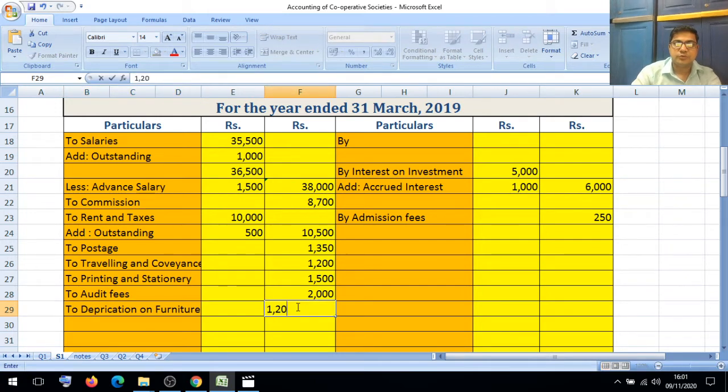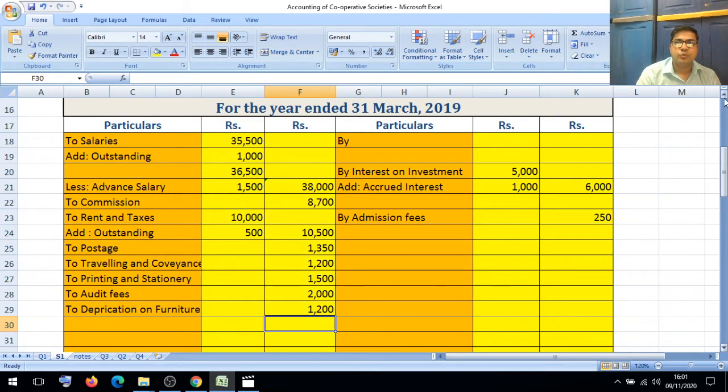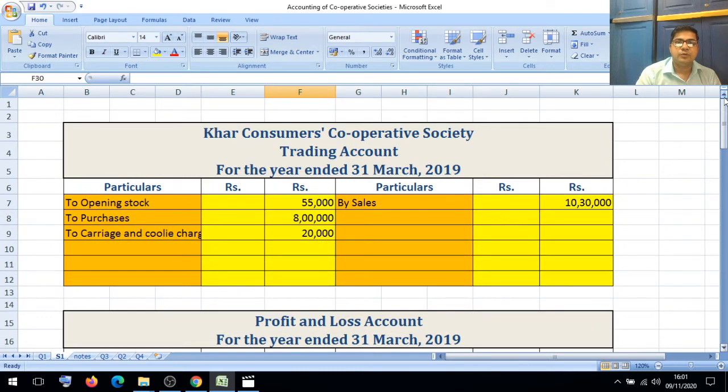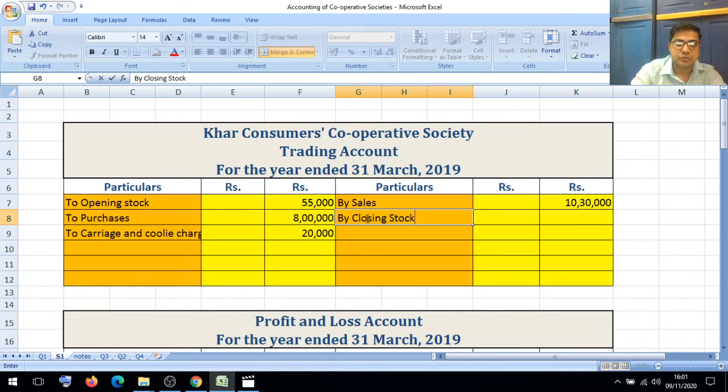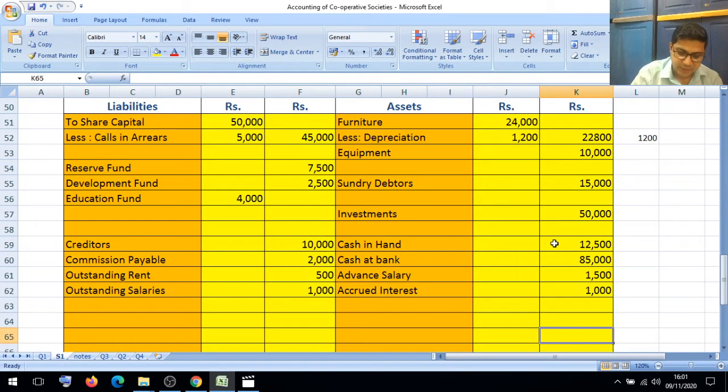value 1,200. After recording the depreciation, next is closing stock on consumer goods, valued at 70,000. Closing stock we have to show on the trading account credit side, by closing stock, amount 70,000. Second effect, we have to give balance sheet asset side, closing stock.